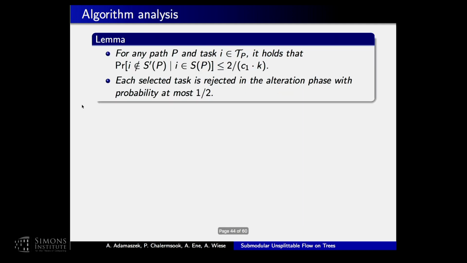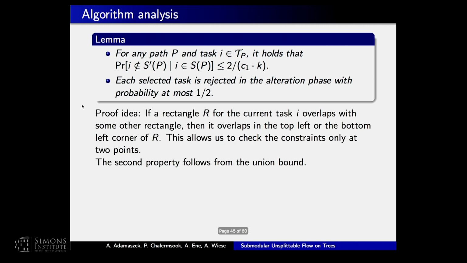And we can show the following. We can show that every selected task is rejected with probability at most 1/2. How do we show it? So first we show that for any path P and for any task I, which is active at this path, the probability that the task is not accepted if it has been selected is small. How do we show it?